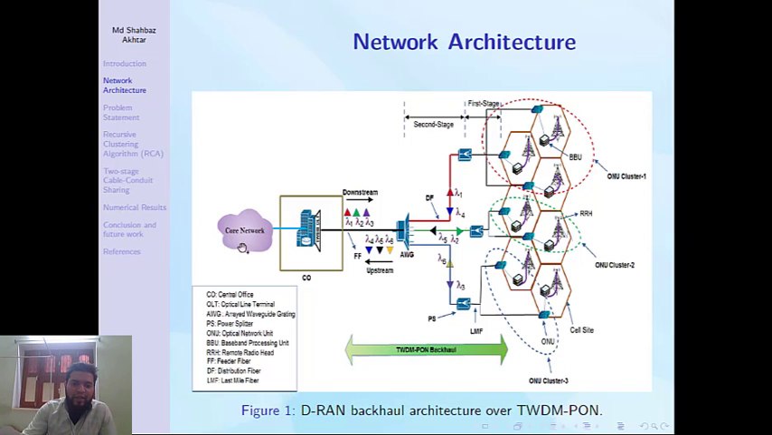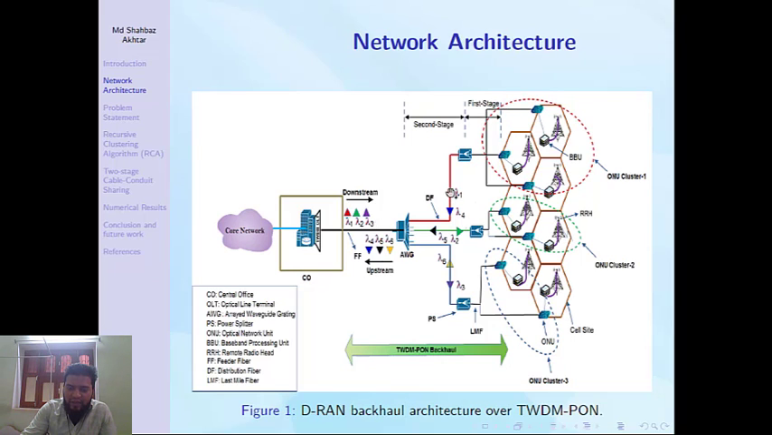On the left side we have the core network, and at the user side or the base station side we have a different number of base stations. In between we have to deploy the TWDM PON architecture. Here is the central office where the TWDM OLT, optical line terminal, is placed. This is the AWG device which multiplexes and demultiplexes the different wavelengths.